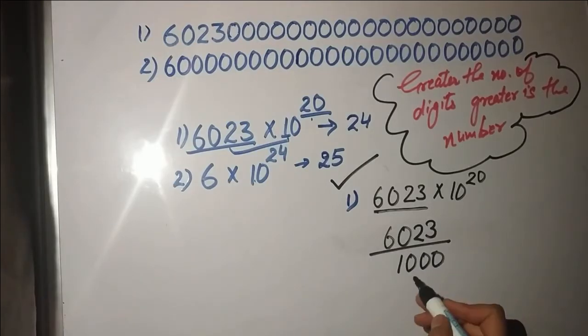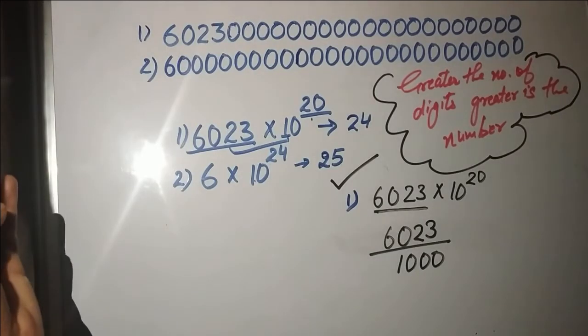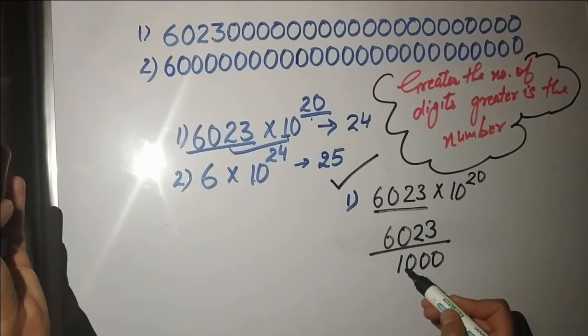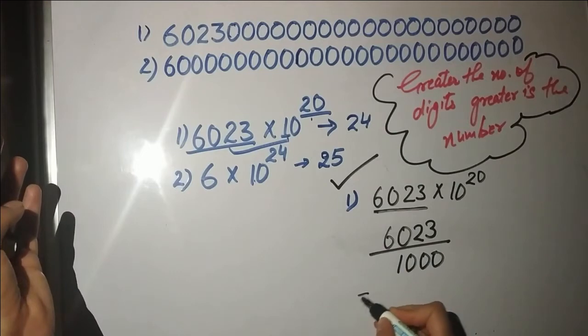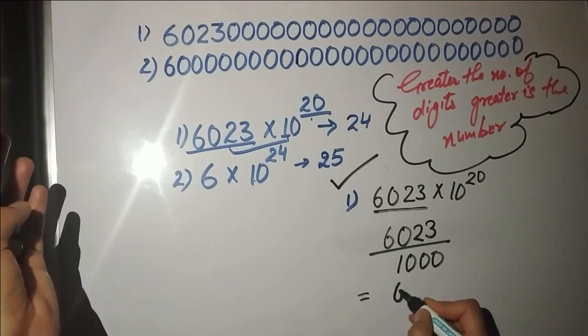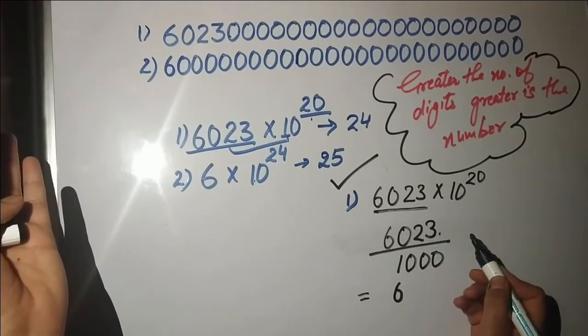Now, if I divide this number by 1000, what will happen? This number will reduce. When we divide any number, the number actually gets reduced. So where will the decimal come? This will come like this, because there are 3 zeros, so the decimal right now is here.